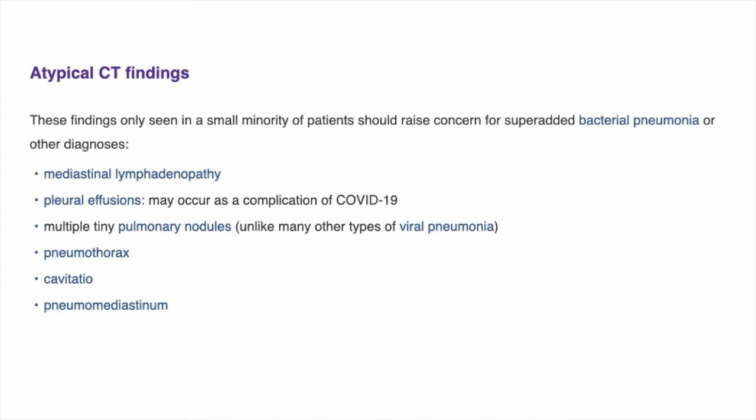Now, other atypical CT findings: we have mediastinal lymphadenopathy, pleural effusion, pulmonary nodules, pneumothorax, cavitations, and pneumomediastinum. That's very atypical. Now, but what happens in the CT scan?